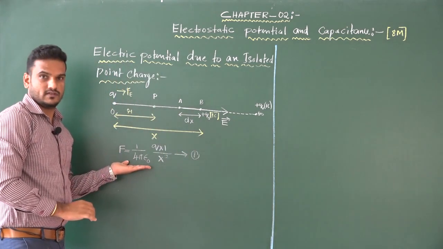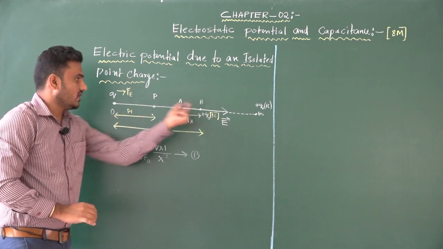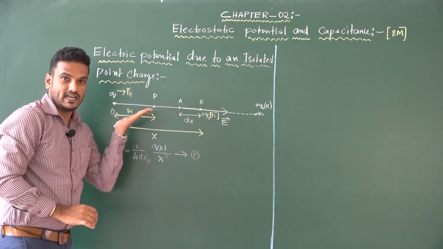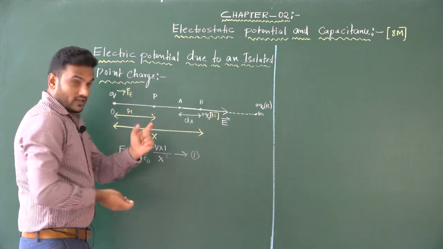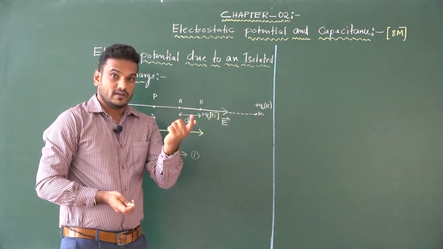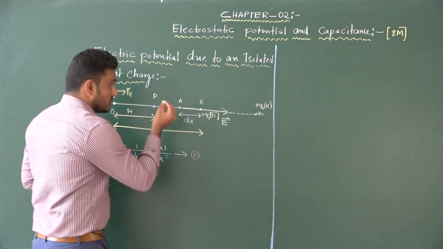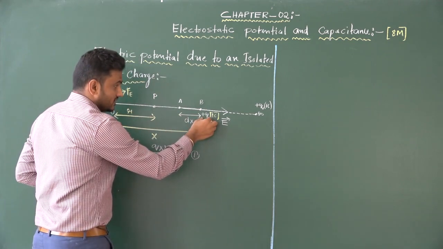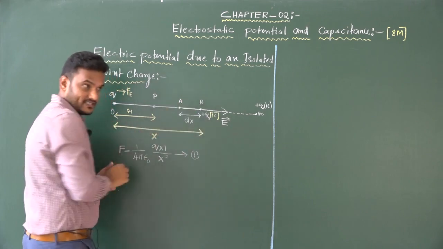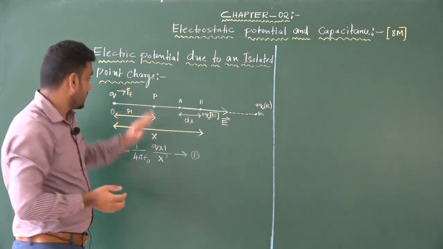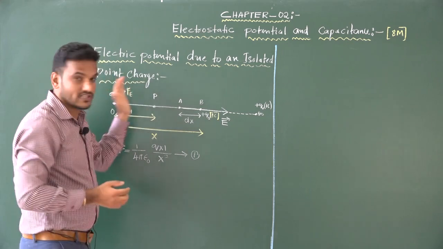This is the electrostatic force acting on the unit positive charge in an electric field. Now, to calculate a small amount of work done in order to displace the unit positive charge from B to A through a distance dx, work done is needed because there is an electrostatic force.